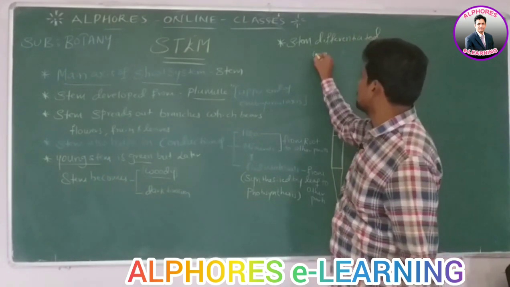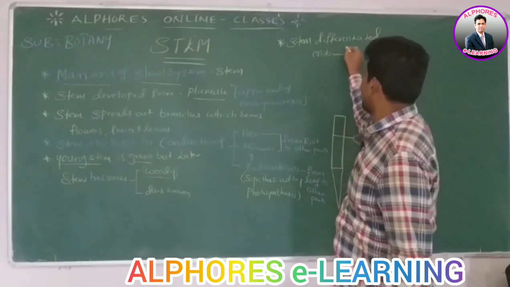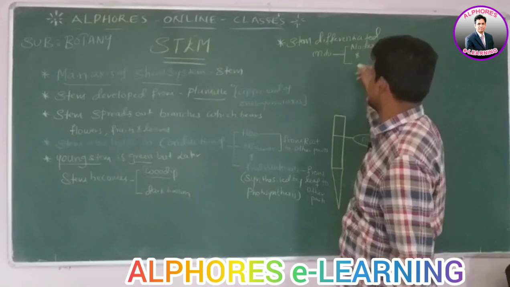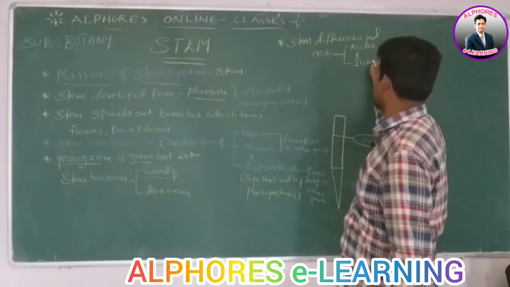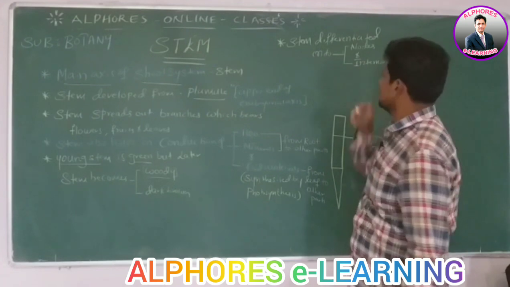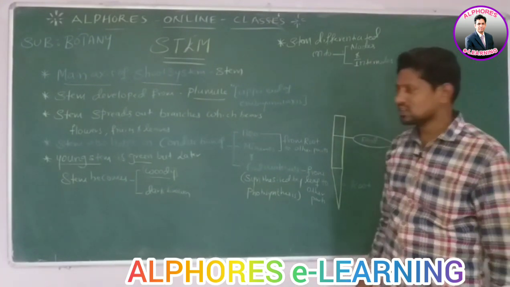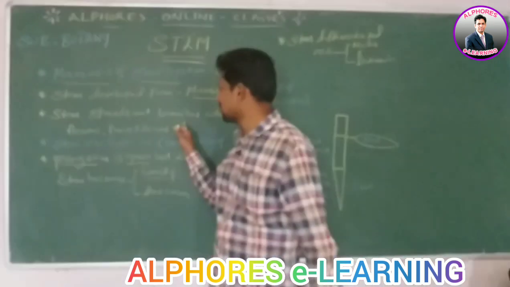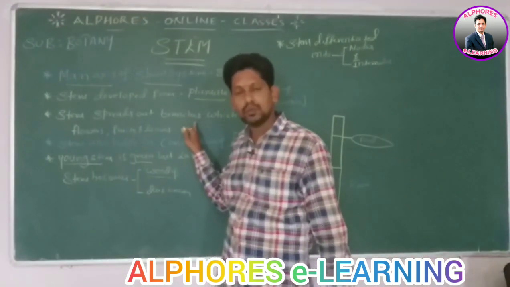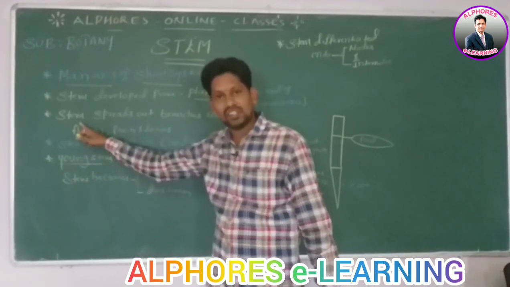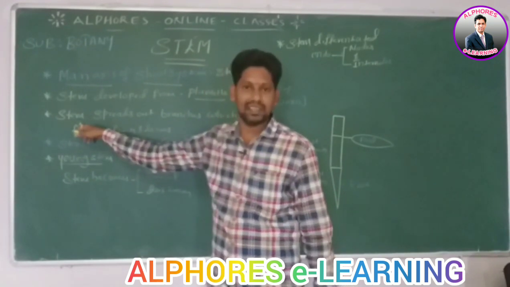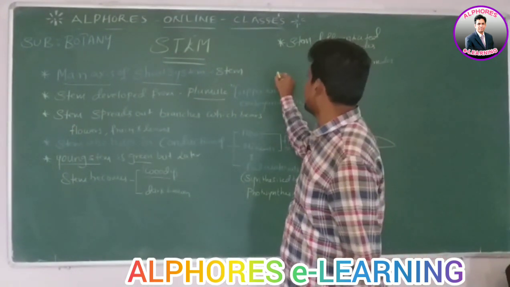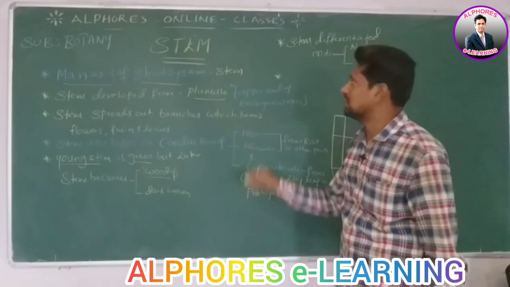Stem is differentiated into nodes and internodes. Is it okay? Right. On the stem you can see branches. Yes or no? These branches of the stem are exogenous in origin. Stem branches are exogenous in origin.